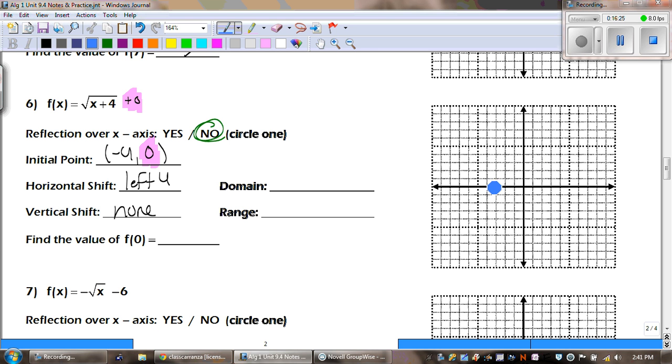So negative 4, 0. And then there's no reflection, so it's up 1, right 1, up 1, right 3. You guys doing good so far? Well, let's see. The domain, x is greater than or equal to negative 4. Remember we get the negative 4, and that's our domain. Y, there's no reflection. Y is greater than or equal to 0. And when we plug in f of 0, our point is 0, comma, positive 2. So we get 2.